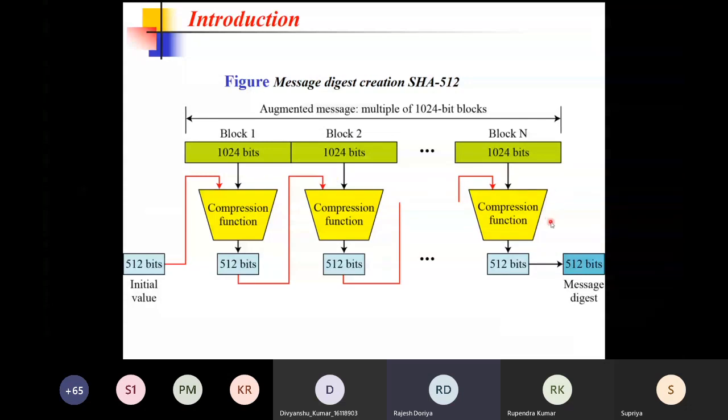Okay, so the same process will be adopted till the last step, and at the end we are going to get a message digest which will have a size of 512 bits. Okay, so this is the general working of your SHA-512. Okay.